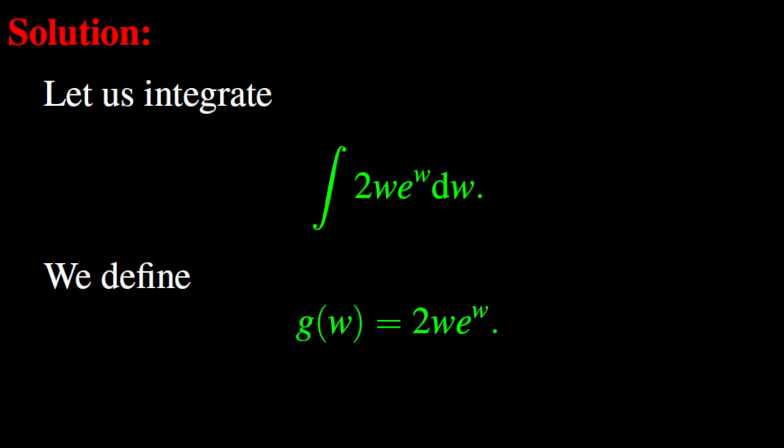Because this method will help us reduce the complexity of the problem by reducing the degree of the polynomial. Actually, the polynomial function 2w is of degree 1. Then, our first goal will be to reduce the degree of the polynomial function to 0, by using the method of integration by parts.